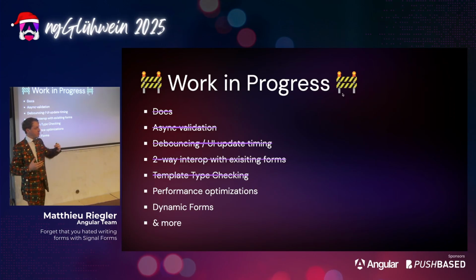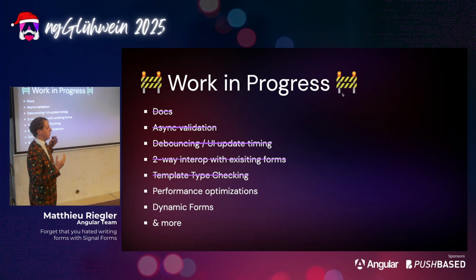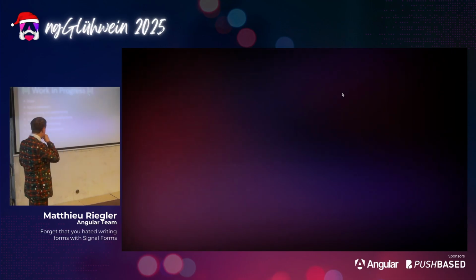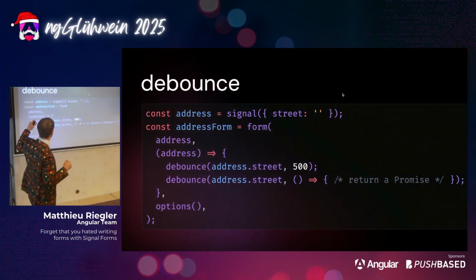There are a lot of edge cases that we still need to fix. But basically the idea is that today, signal forms, you could say, could work in like 90% of the cases, and we still need to smooth the edges. Just to give you a bit of example, debounce.